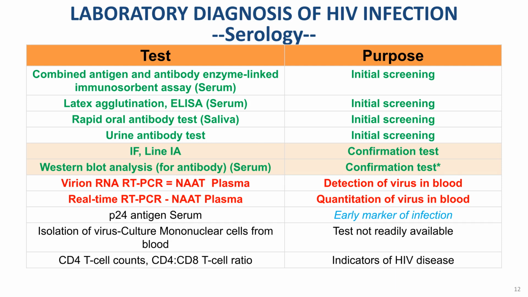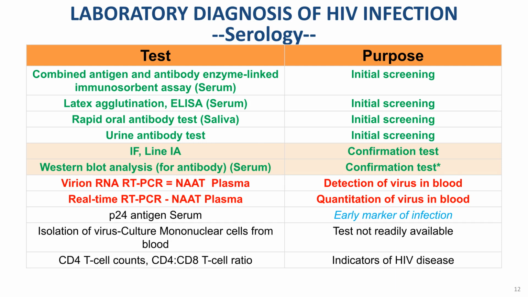We also have rapid oral antibody tests that use saliva samples, providing results in about 20 minutes. These are particularly useful in settings where immediate results are needed, such as labor and delivery units or emergency departments. Urine antibody tests are also available and offer non-invasive screening options.